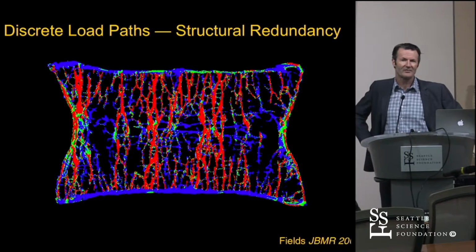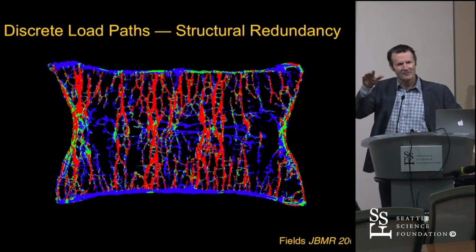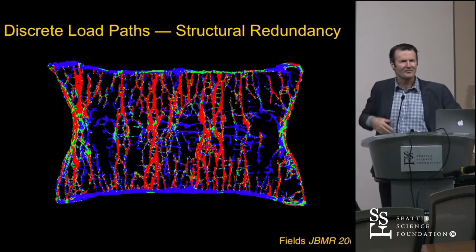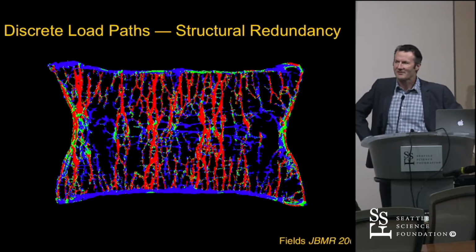And what you can see just at a quick glance, there seem to be parallel paths of load transfer from the top to the bottom of the vertebral body. And the way to think about the vertebrae is like a truss structure, and all the individual struts of trabecular bone are little trusses, and you transfer load from the top to the bottom via a contiguous path of these trusses. A simpler way to think of it is the Golden Gate Bridge.